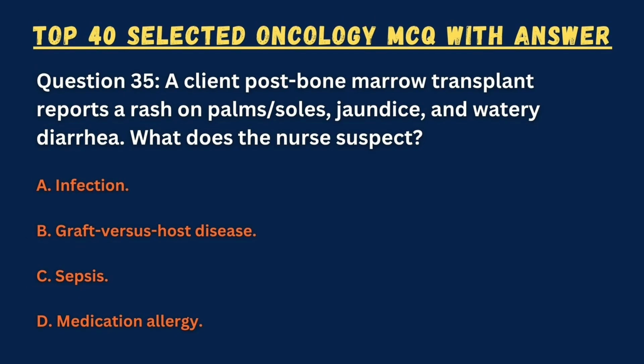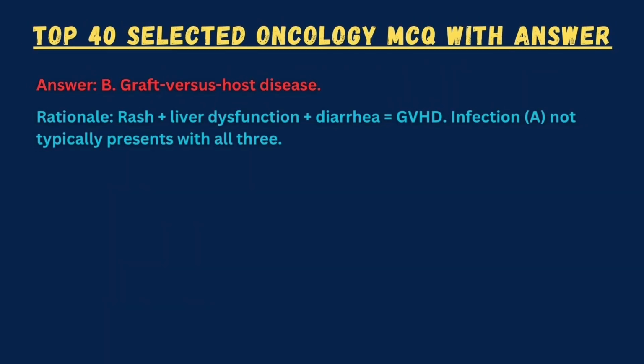Question 35. A client post-bone marrow transplant reports a rash on palms and soles, jaundice, and watery diarrhea. What does the nurse suspect? A. Infection. B. Graft versus host disease. C. Sepsis. D. Medication allergy. Answer: B. Graft versus host disease. Rationale: rash plus liver dysfunction plus diarrhea equals GVHD. Infection, A, not typically presents with all three.